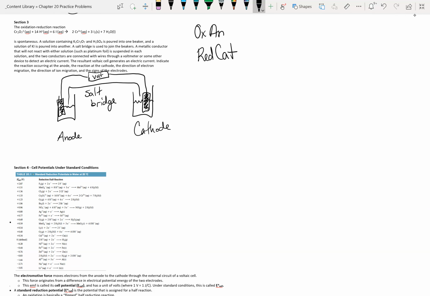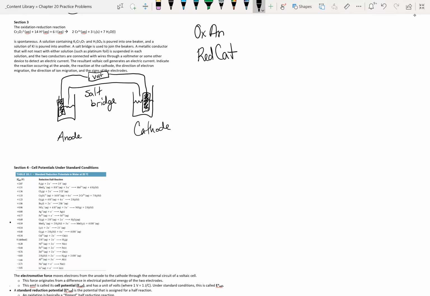We were told that there's some kind of solution in one beaker and a solution in the other beaker. Something to remember is that potassium's not actually part of this reaction, so the K's are going to be ignored. What we're going to see is that the potassium is attached to the dichromate ion, the Cr2O7 2-, and the iodide ion, the I-, on the left side. And then we're going to be forming the chromium 3+ somehow and the iodine, the I2 solid.